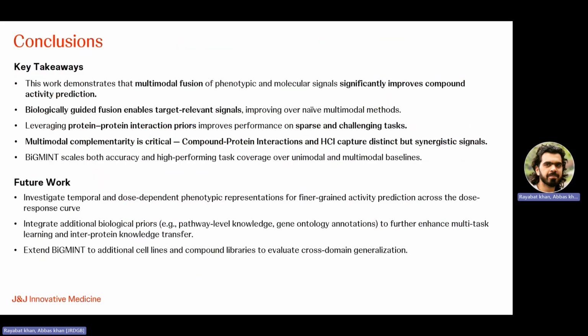BiGMINT shows that the right question is not which modality to use, it's how to let them inform each other, guided by biology. Chemoproteomics-guided fusion, PPI prior, and multitask learning together set a new bar on compound activity prediction. We are looking forward to expanding this to unseen proteins and enriching biological priors.